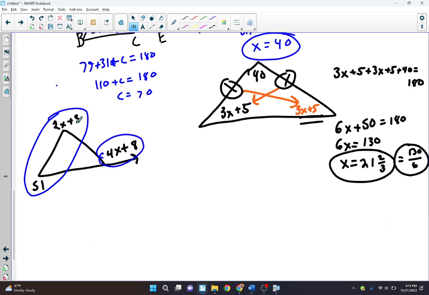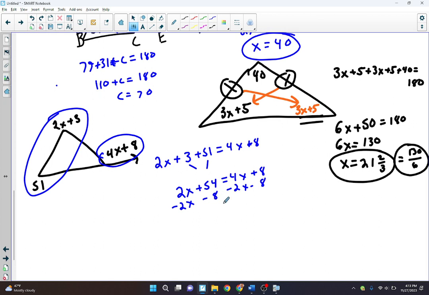Is that a 3 or a 5? 3. 2x plus 3 plus 51 equals 4x plus 8. Combine like terms. Remember, when you're adding on the same term, you're not flipping the sign. You're just putting them together. 2x plus 54 equals 4x plus 8, minus 2x, minus 2x, minus 8, minus 8. 2x equals 46. Divided by 2, x equals 23.